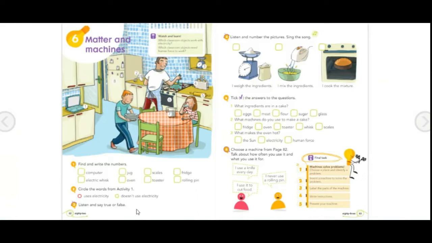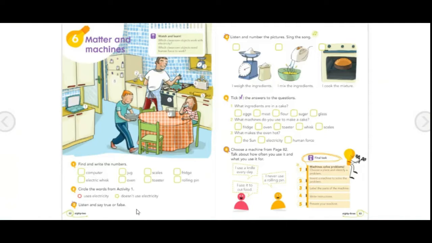Okay, we are going to do activity number 3. The instructions say, listen and say true or false. You don't have to write anything. What you have to do is listen and think about if it is true or if it is false. Let's start. Listen and say true or false.